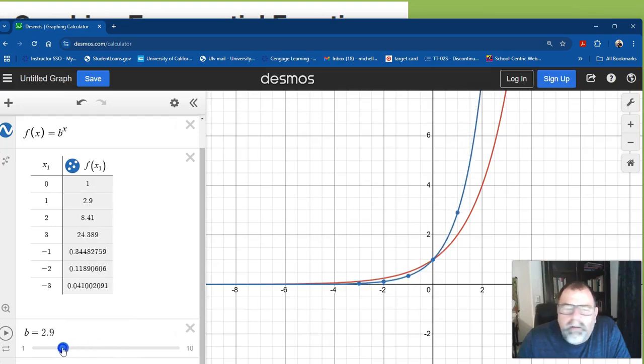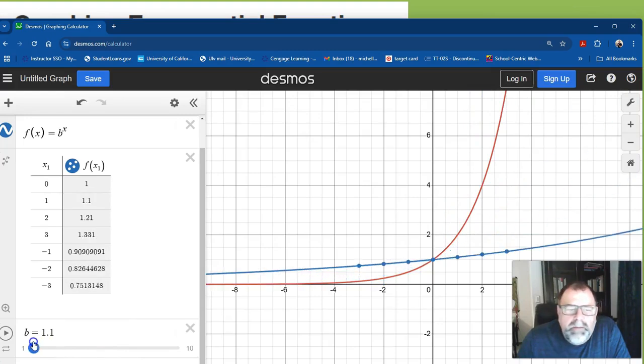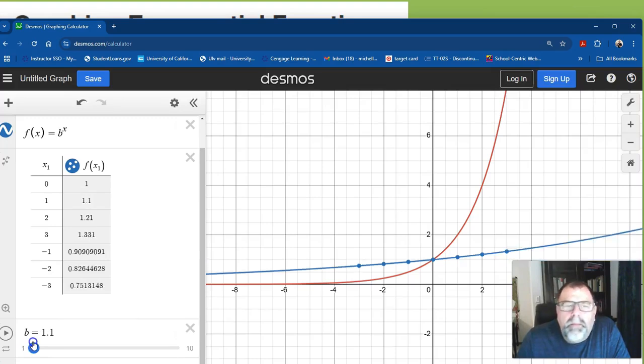And then when you get lower than 2, it's going to be a little less steep. And then, of course, if it's 1, you just get a horizontal line, which is not an exponential growth curve. So b can't be 1 to be considered an exponential equation. Okay, so b has to be a positive number other than 1.